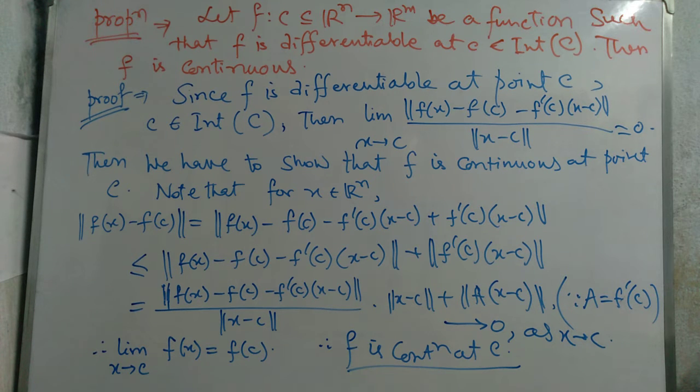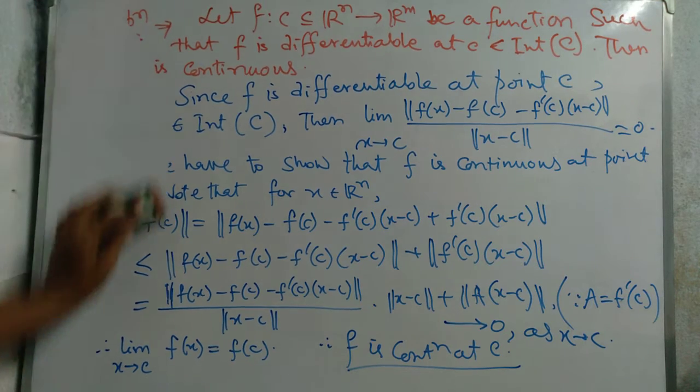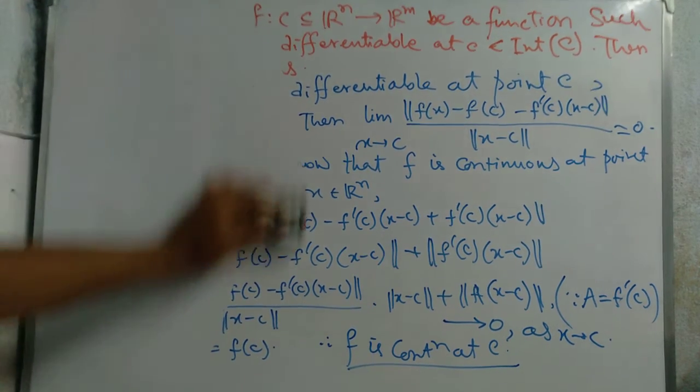Then what happened? We proved this proposition: if f is differentiable at c belongs to interior of C, then f is continuous also. Now we are going to erase this portion and go to another portion, the collection of all linear operators from Rn to Rm. This is denoted by L(Rn, Rm).